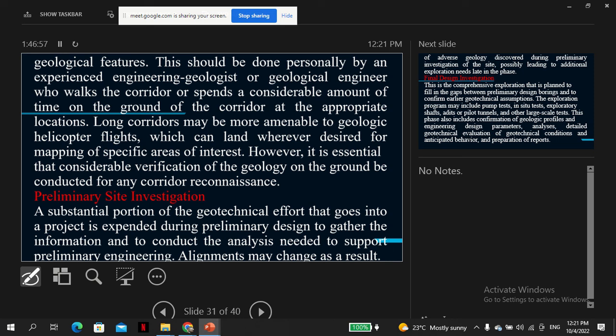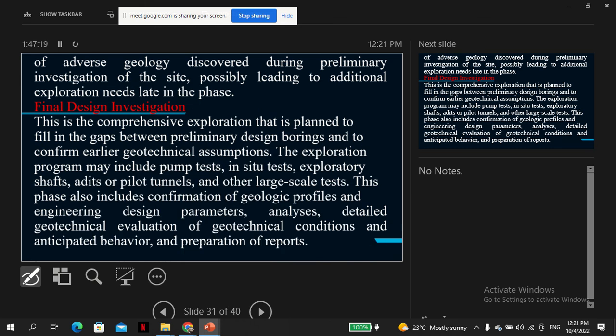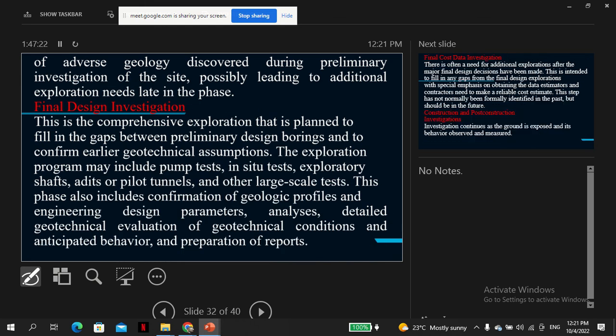So, preliminary site investigation. A substantial portion of the geotechnical effort that goes into a project is expected during preliminary design to gather the information and conduct analysis needed to support preliminary engineering design. Alignments may change as a result of adverse geology discovered during preliminary investigation, possibly leading to additional exploration needs.